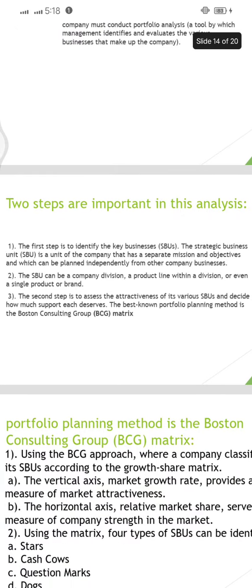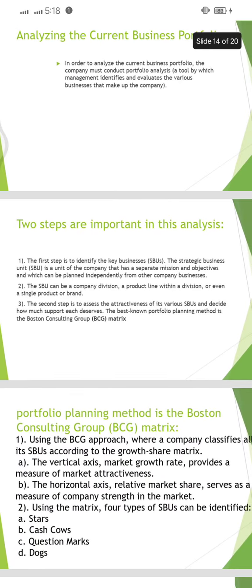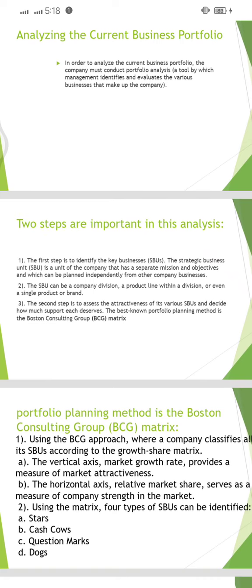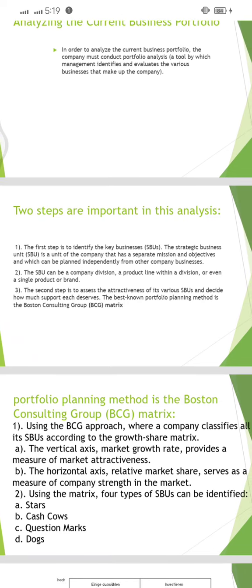आगे देखते हैं, 2 steps are important in this analysis. The first step is to identify the key business SBUs. The strategic business unit, SBU, is a unit of the company that has a separate mission and objectives and which can be planned independently from other company businesses. The SBU can be a company division, a product line within a division, or even a single product or brand.